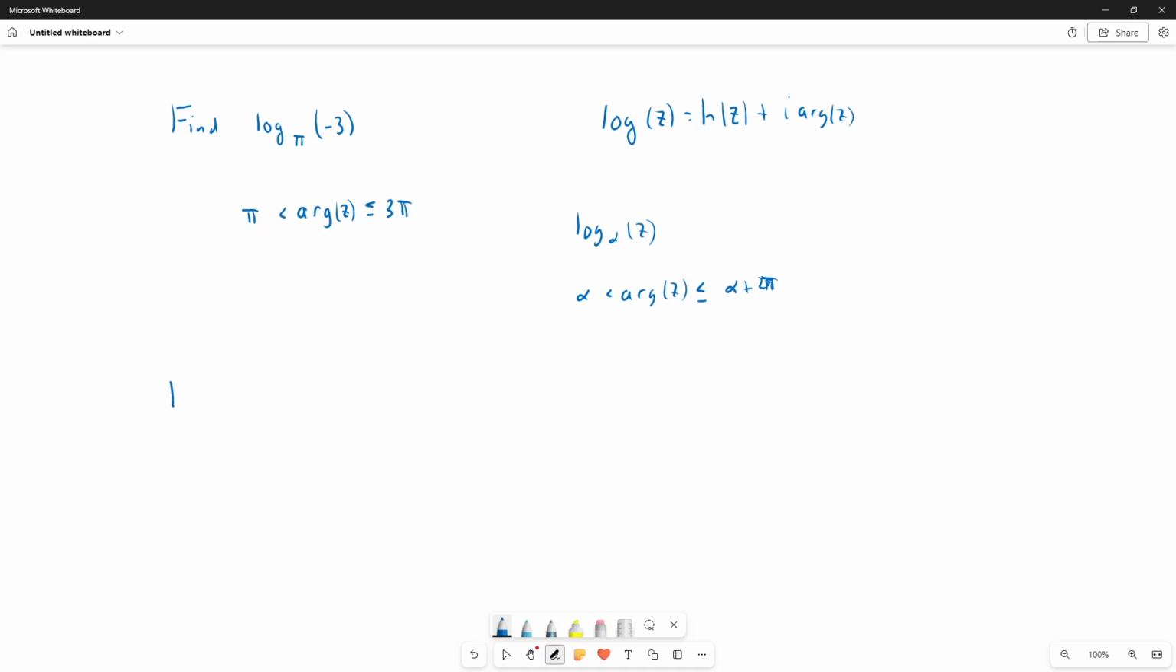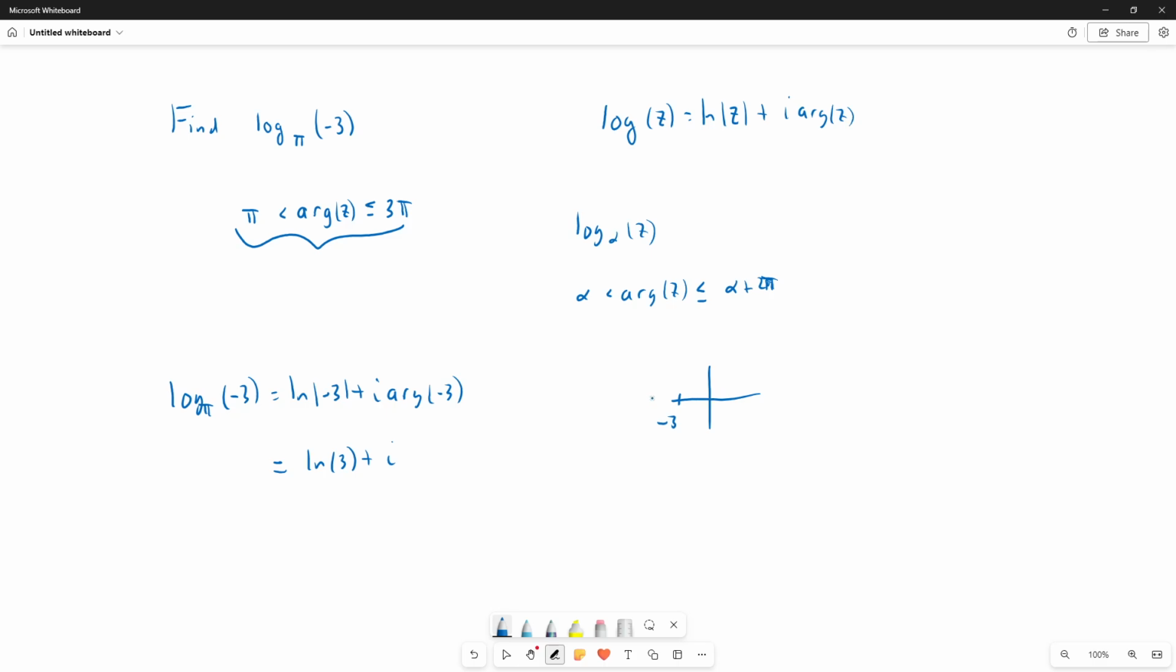So the log with branch cut pi of -3 is the natural log of the modulus of -3 plus i times the argument of -3, where the argument that we choose will lie in this interval from pi to 3 pi. Now the modulus of -3 is 3. So this is the natural log of 3 plus i times the argument of -3.